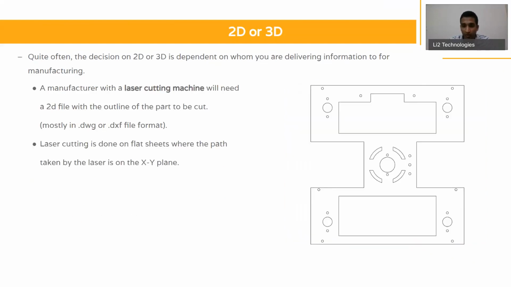So this is a typical drawing. You need not necessarily give the dimension details over here. Since it is a laser, it will just go by the path that you have shown in the picture. So as long as you're happy with the dimensions that you've given, you can go ahead and cut them. Laser cutting is done on flat sheets where the path taken by the laser is generally on the XY plane.